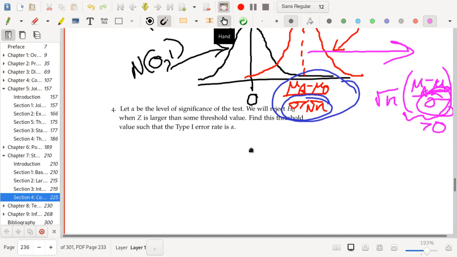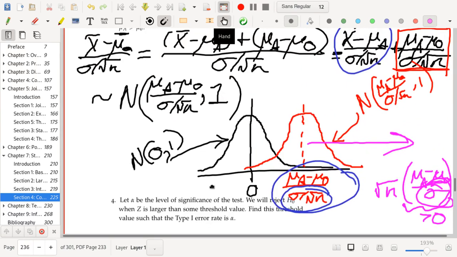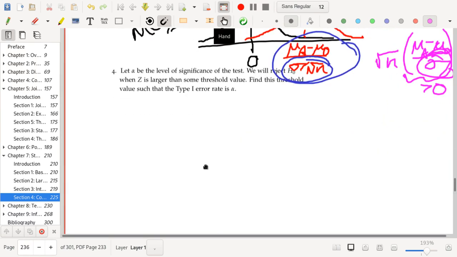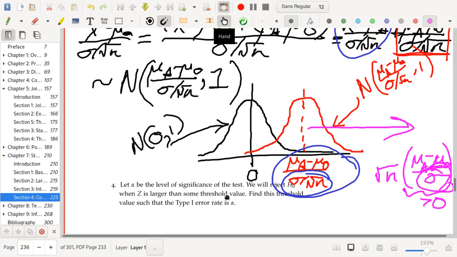All right. Let's see. Let alpha be the level of significance of the test. We will reject the null hypothesis when z is larger than some threshold value, which is what makes sense, especially when you look at a picture like this.